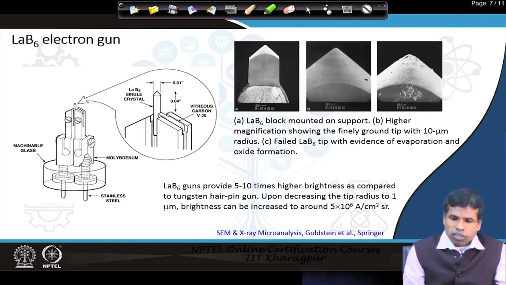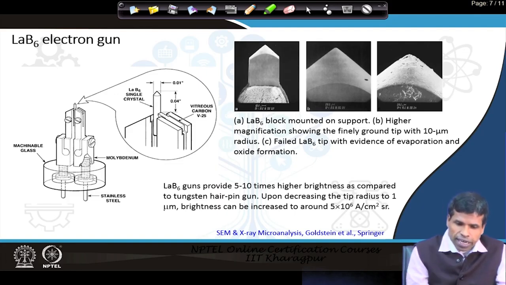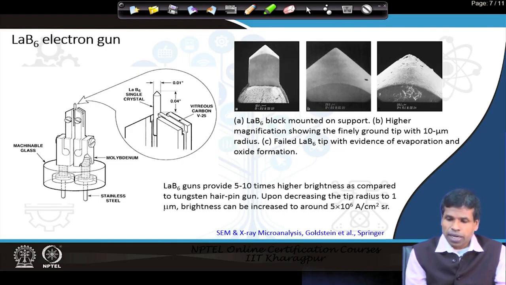For the lanthanum hexaboride gun, we have a lanthanum hexaboride material, which is mounted on a support. It has the advantage, as I discussed, of a much smaller work function, around 2.6 to 2.7 electron volt. Therefore, we can generate electrons at a much lower temperature, around 1800 Kelvin. This is operated, and it provides us around 5 to 10 times higher brightness as compared to the tungsten hairpin gun.